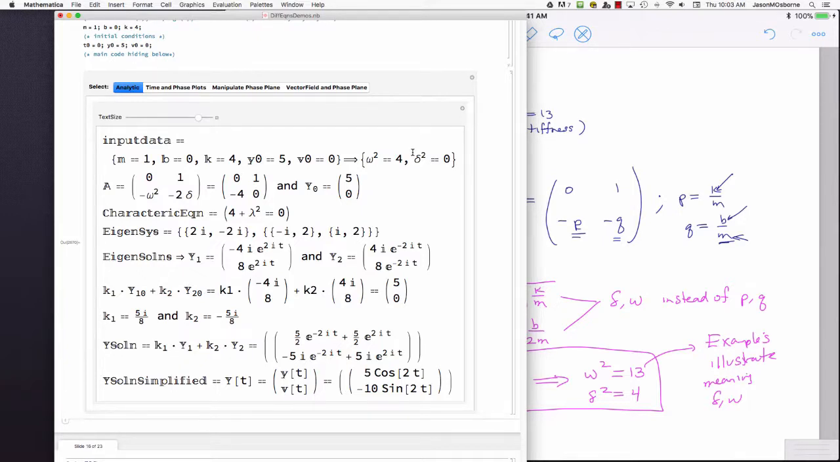Okay, so for the example where there's no damping, B is 0, delta will come out to be 0. And when K is equal to 4 and M is 1, omega is the square root of K over M, which is the square root of 4, I'm sorry, which is 2. Therefore, omega squared is equal to 4. Okay, if you follow through with this procedure, look what happens. You can find your characteristic equation. Your eigenvalues will come out to be plus or minus 2i.